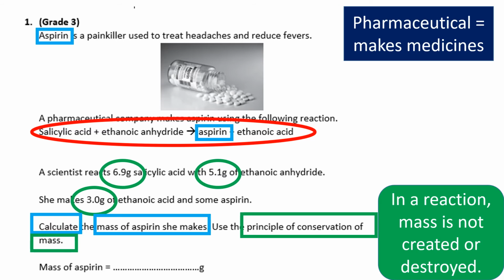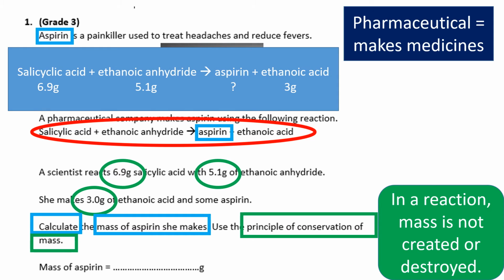Now, I've run out of space on my diagram here, so I'm just going to write it out here. What number am I missing? You can see where I've got those numbers from. So let's look at my reactants. 6.9 added to the 5.1 gives me 12 grams in total on the reactant side. So I must have 12 grams in total on the product side. I've got 3 grams of ethanoic acid. Well, that means I must have 9 grams of aspirin because 9 plus 3 makes the 12.